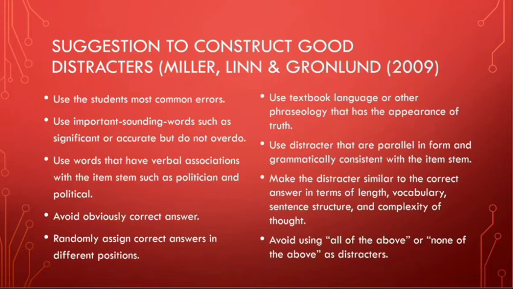Next, we need to use distractors that are parallel in form. If you started with a statement form, or a declarative form of distractor, then all of the other distractors in the same item should be in declarative form. If choice A is a phrase, choice B should also be a phrase. And they should be grammatically consistent with the item stem. So if the item stem is in past tense, the choices should be written in past tense.